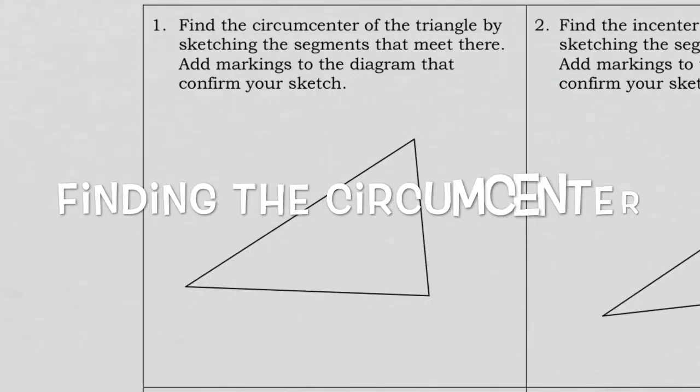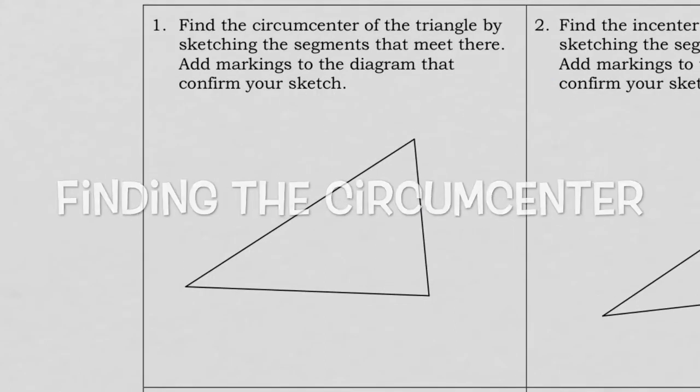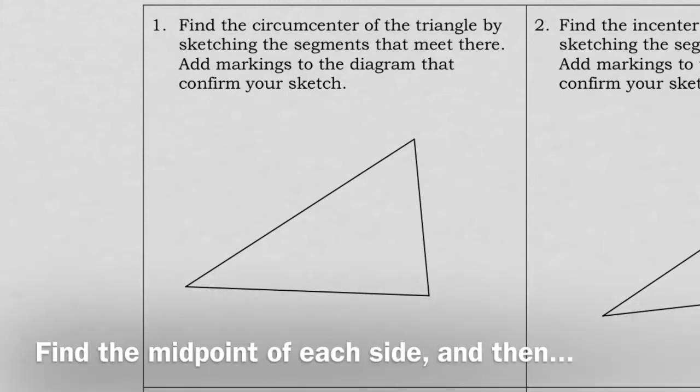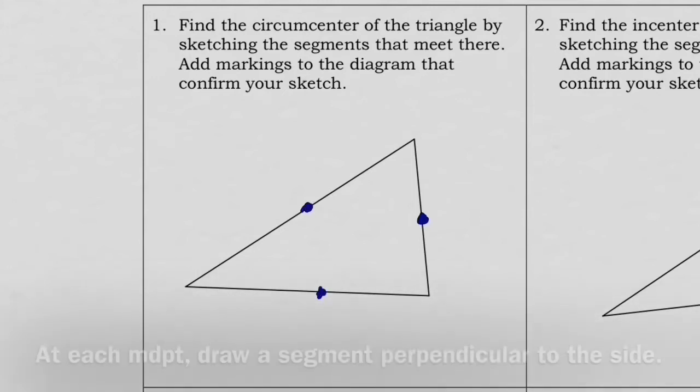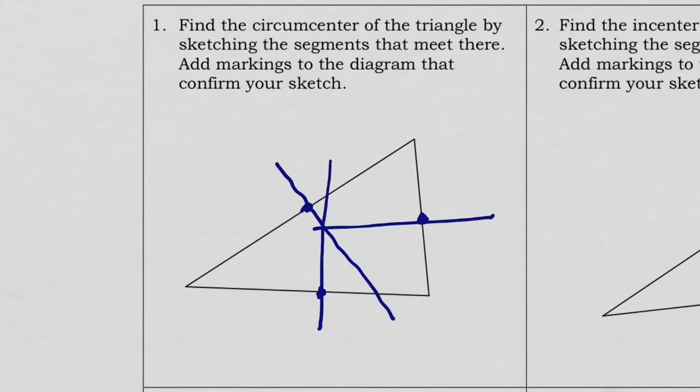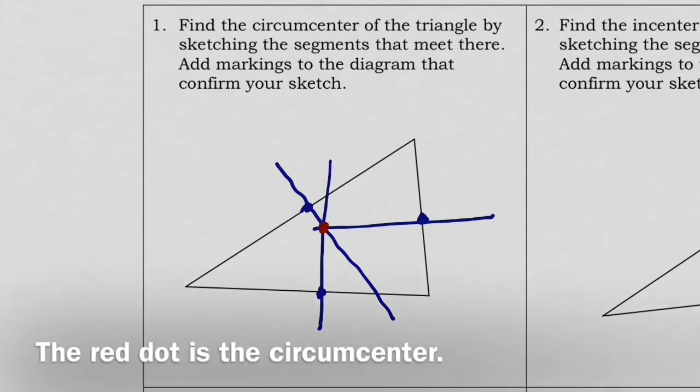Let's first take a look at how to find the circumcenter of a triangle. The circumcenter, we just said, is where the perpendicular bisectors meet. So to find the circumcenter, we can identify the midpoint of each side of the triangle and then draw lines that are perpendicular to the sides at those midpoints. Where all 3 intersect, we find the circumcenter.